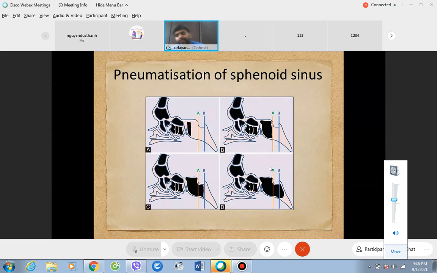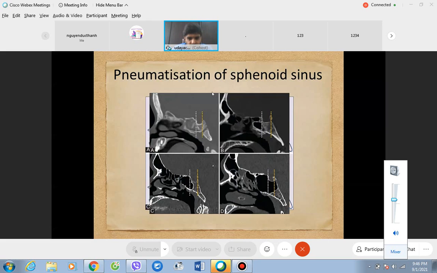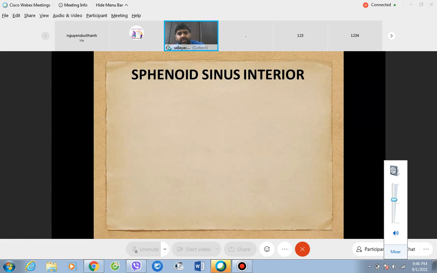Just showing you a CT scan of the various pneumatizations because we can understand it in a better manner. This is the sella. No pneumatization is conchal. Limited is presellar. Into the sella or below the sella is sellar, and completely behind the sella is complete sellar pneumatization. Most common is the sellar pneumatization, around 85 to 90% of cases.